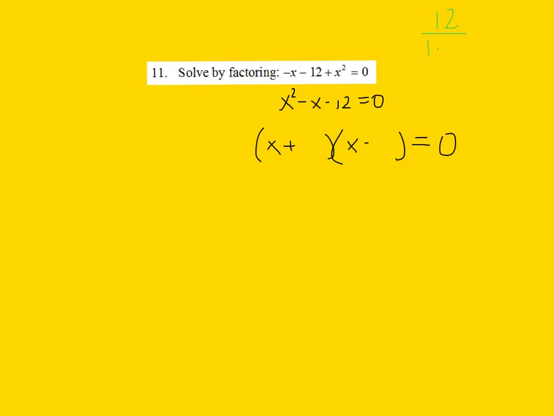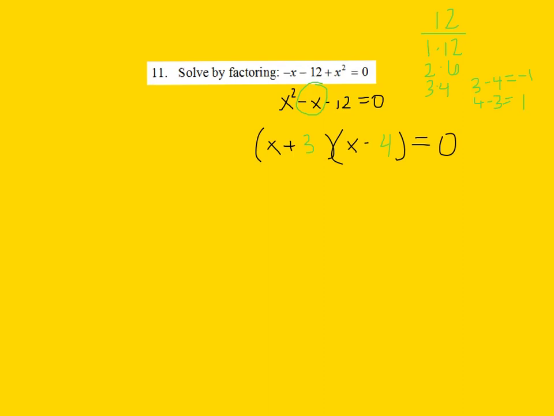So factors of 12, 1 and 12, 2 and 6, 3 and 4. 3 and 4 will subtract to give me negative 1. But I need to think, do I want 3 minus 4 or do I want 4 minus 3? 3 minus 4 would give me negative 1. 4 minus 3 would give me positive 1. I want negative 1. So my 4 is going to go here. My 3 is going to go here.